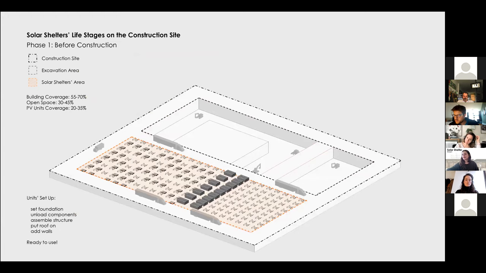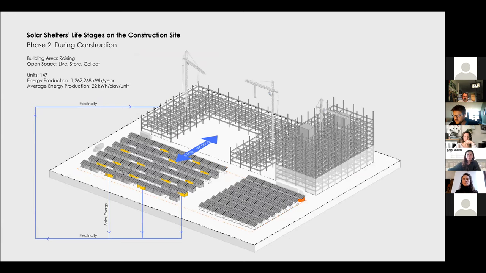Trying to depict our complete vision, we've divided the shelter's life into 3 phases. Phase 1, setup of the units on the construction site before the building phase begins. Phase two, during the construction, our shelter provides direct accommodation for the workers while generating 22 kilowatt hours per day.